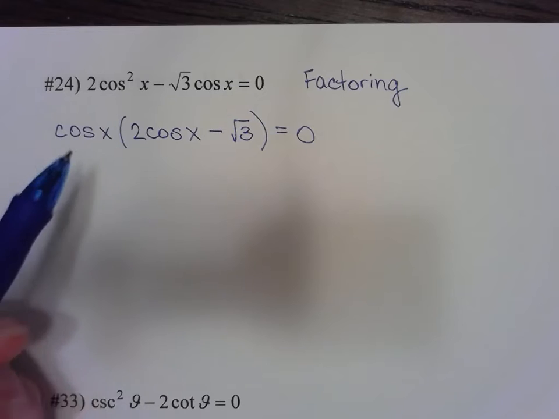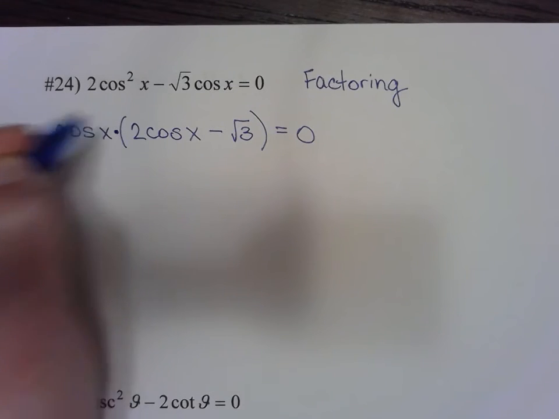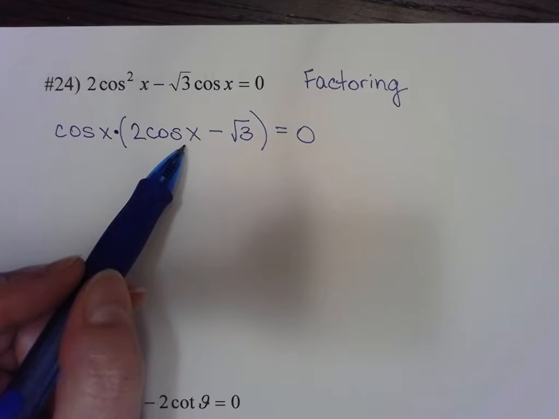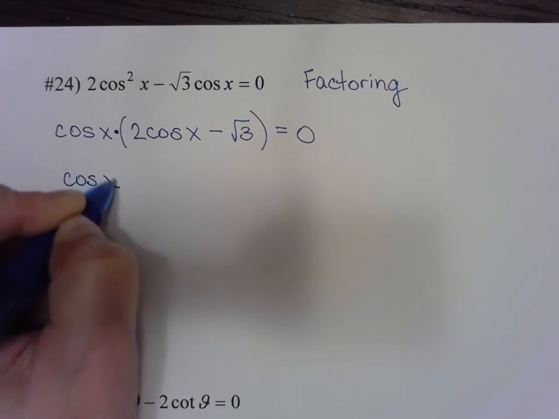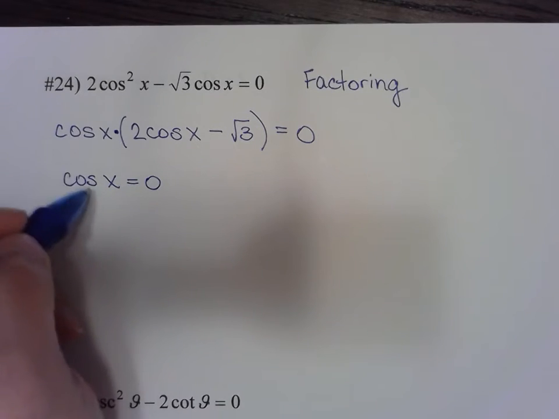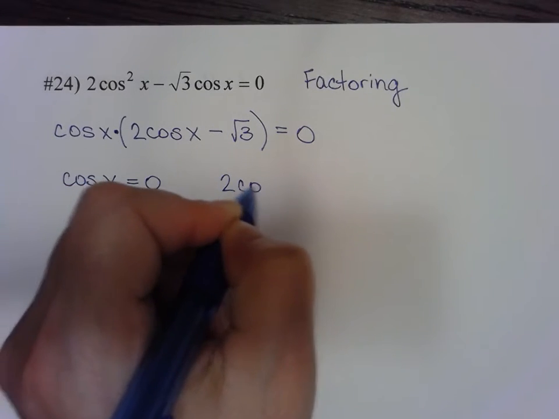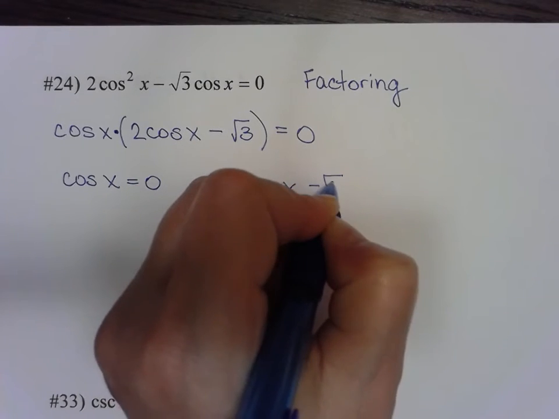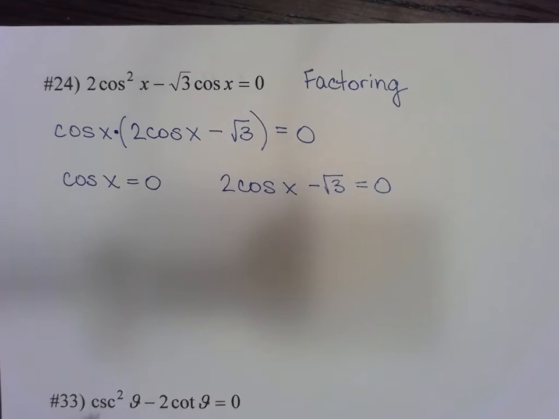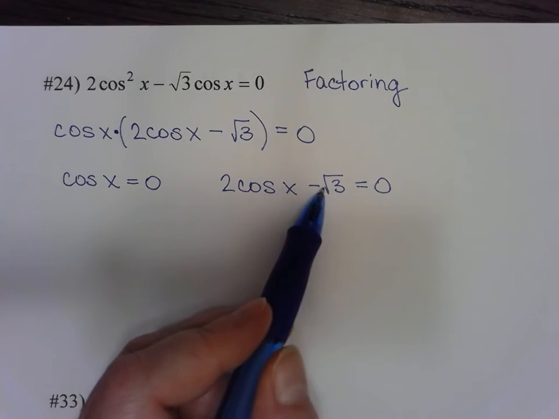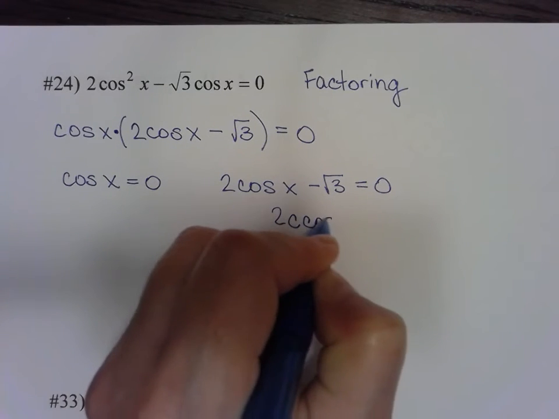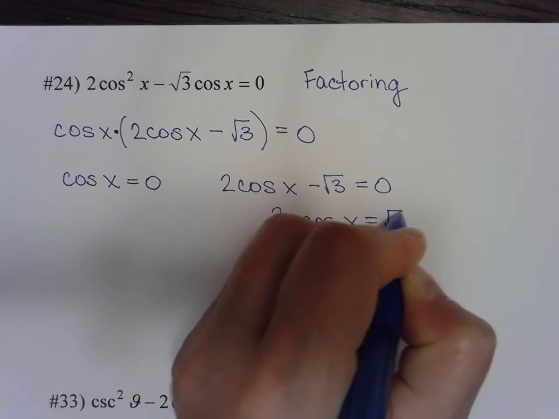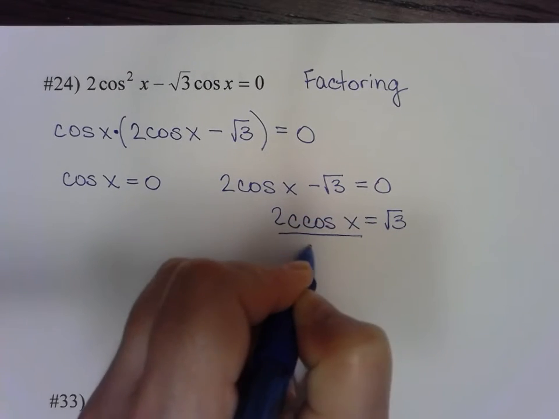Because what we're going to do next is, if these two things multiply to be 0, then one or both of them must have been 0 to start with. So that's that zero product property that we use a lot in algebra. So we're going to set each part equal to 0, and then we're going to solve from there. Let me start with this part. So I'm going to add my square root of 3 over to the other side, and I'm going to divide both sides by 2.